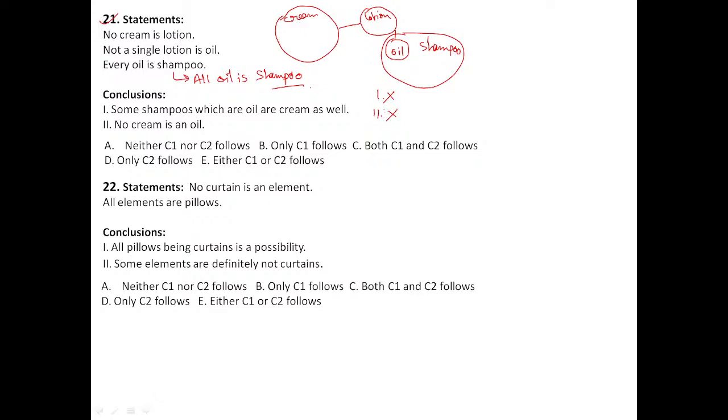This is also no relation. This is cancelled, right? Understood? Some shampoos which are oil are cream as well. So some shampoos which are oil means this part we are talking about are cream as well. No, this is in no way in any relation to cream. Okay, so this is simply cross, right? No cream is oil. This is oil and this is cream. There is no relation between these two. So our answer choice is neither C1 nor C2 follows.